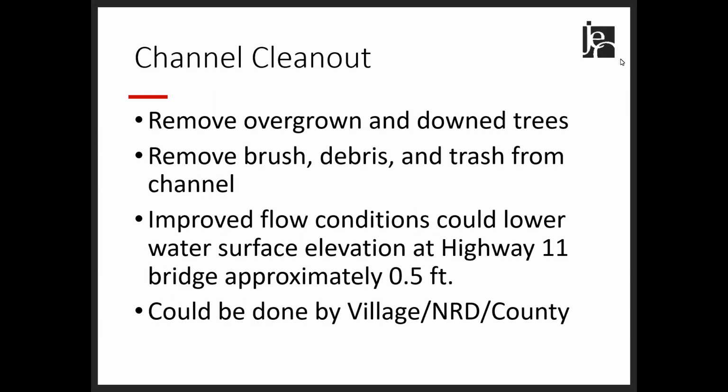The channel cleanout would be one of the simpler projects that we could use to lower flood risk in North Loop. Channel cleanout would involve removing overgrown and downed trees, removing brush, debris, and trash from the channel. This would improve flow conditions and could lower the water surface elevation at certain parts in the channel up to 1/2 foot. This could also be done by the village, the NRD, or the county, or it could be bid out.